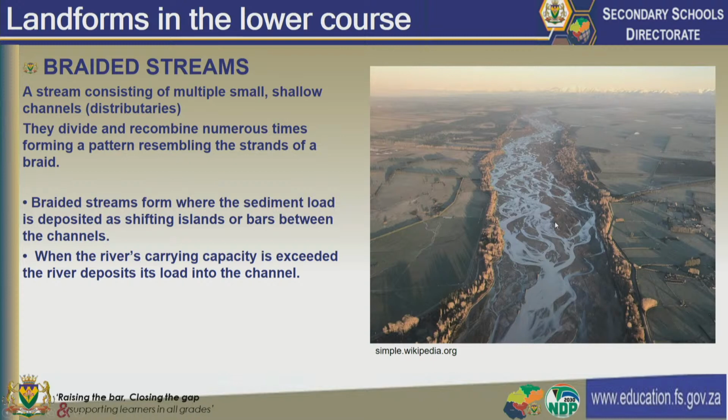Now how does this form? Why is this the case in the lower course? It's because the river's carrying capacity is exceeded. The river deposits its load into the channel. There is too much soil and rocks and everything in the river. So deposition starts occurring right within the river channel, not at the mouth as it is supposed to happen.